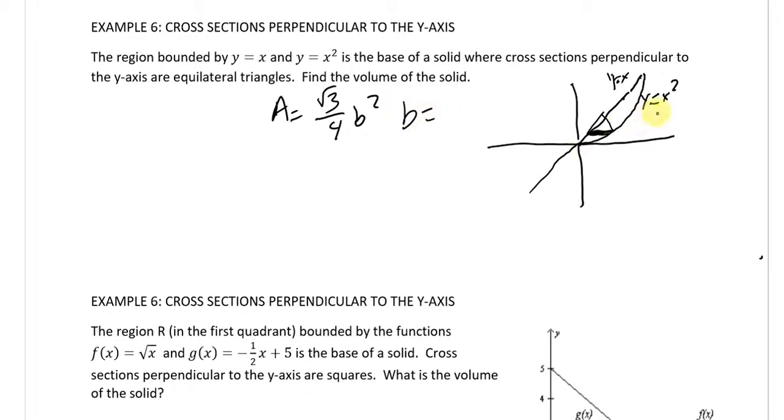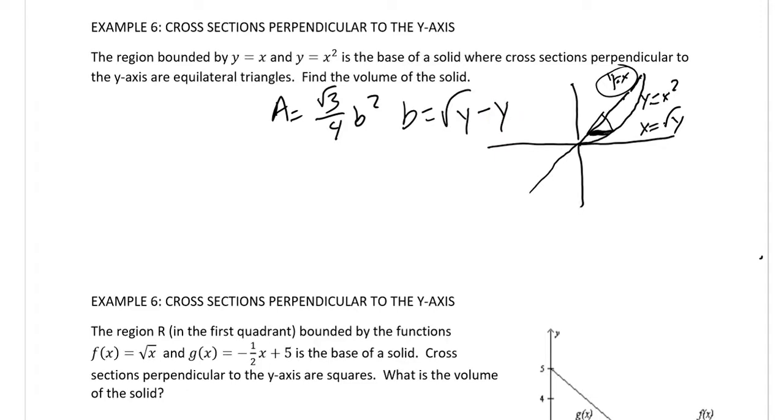But since we're doing it perpendicular to the y-axis, we need to solve these equations for x. This one's good. It's already solved for x. It's just x equals y. Now here this would be x equals the square root of y. So then b would be the right function, which is the square root of y minus y.